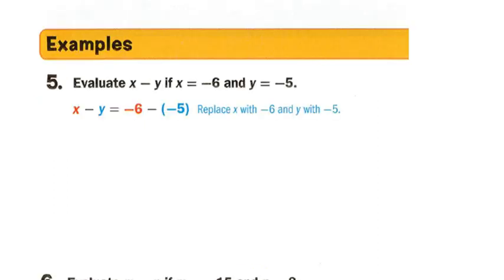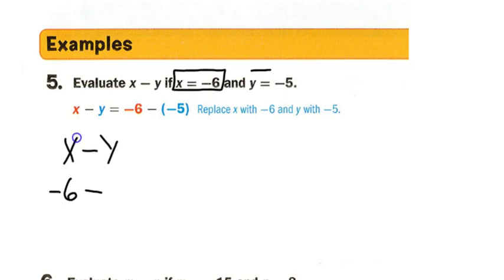We're going to do a little substitution in these next examples. What if we have variables instead of actual numbers? As long as they give us values for these variables, it's really nothing new. All we do is substitute in our values. So if we have x minus y, and we know that x is equal to negative 6, I'm going to replace x with negative 6, and y is equal to negative 5. So I already substituted in negative 6 for x, and I'm subtracting negative 5 in for y.